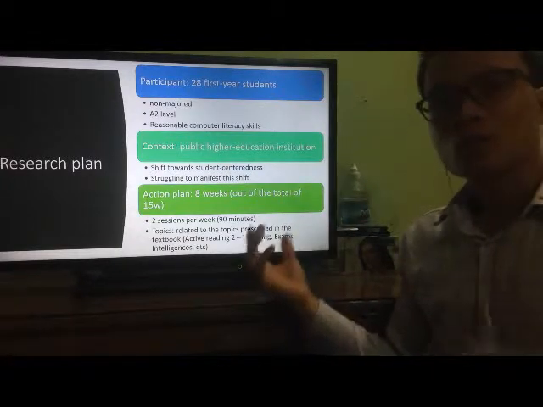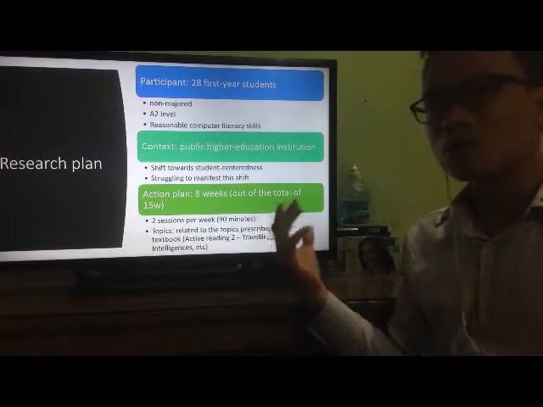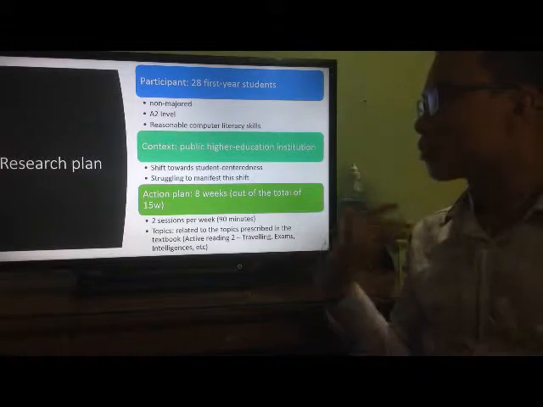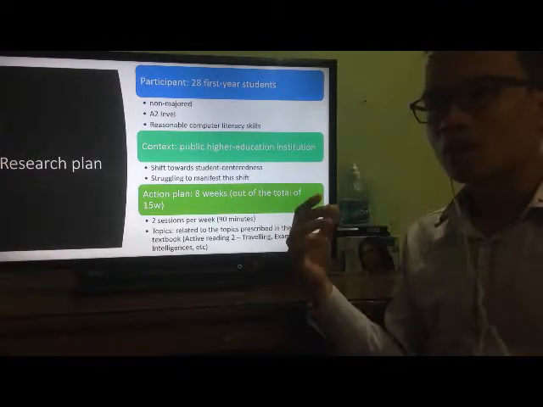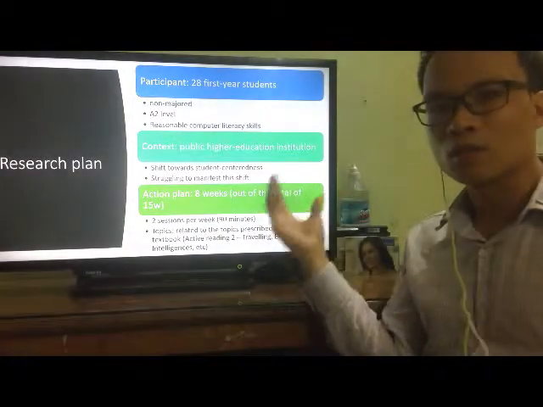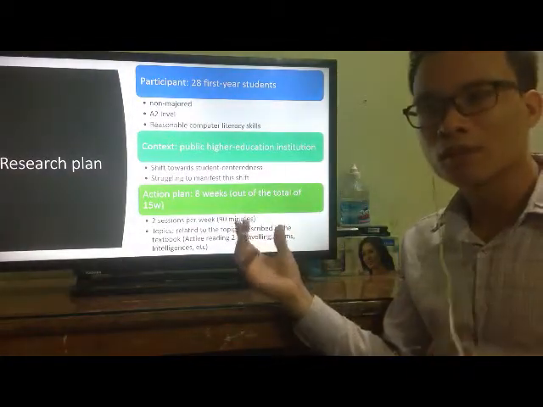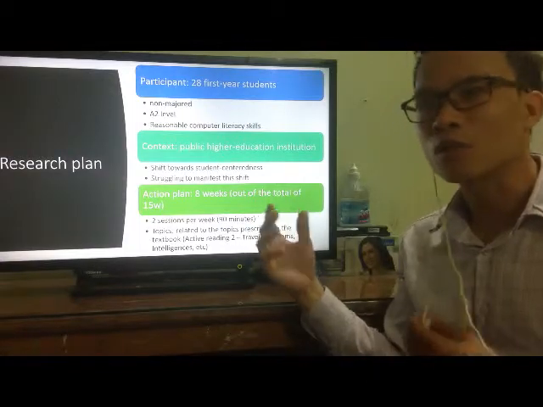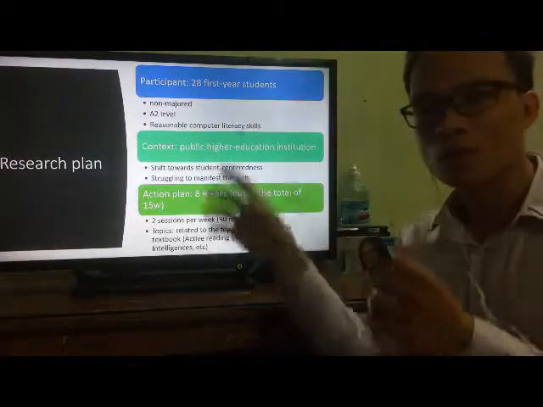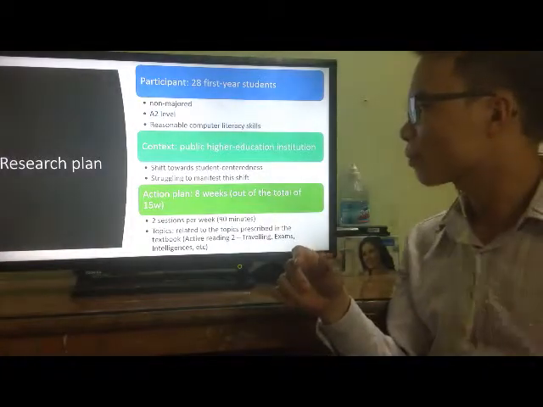The outstanding feature of this institution is that it's trying to shift towards student-centeredness, and also because of this, all the classrooms at the institution are equipped with certain kinds of technology like a projector, and the internet connection is widely available throughout the campus.